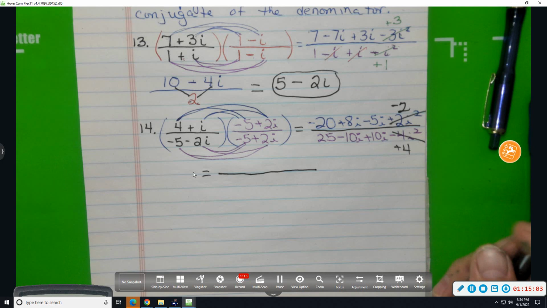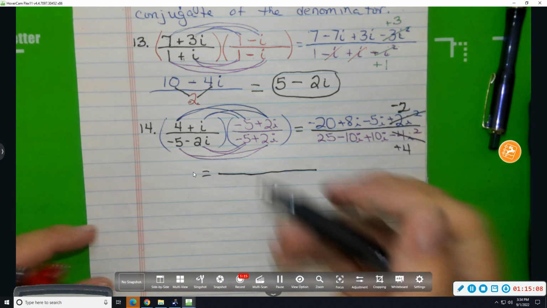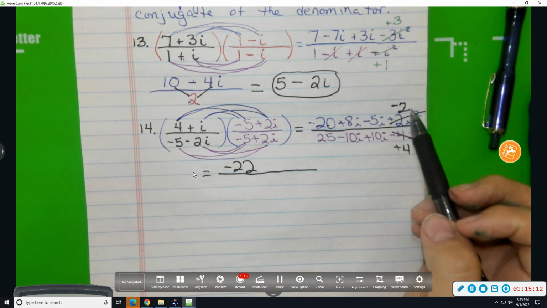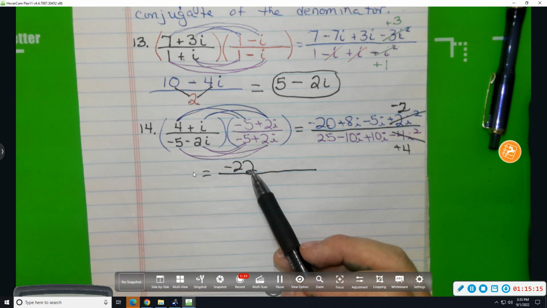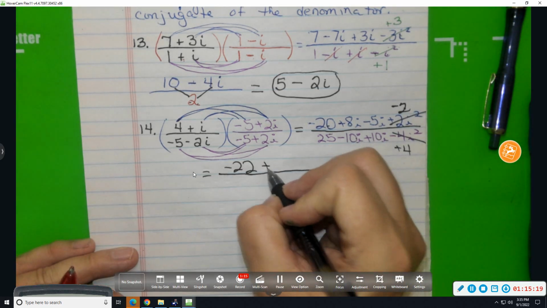Let's see. Combine the stuff on top. What do we have? A negative 20, negative 22, I agree. Negative 20 minus 2 gave us the negative 22. 8i minus 5i, that gives us the plus 3i.